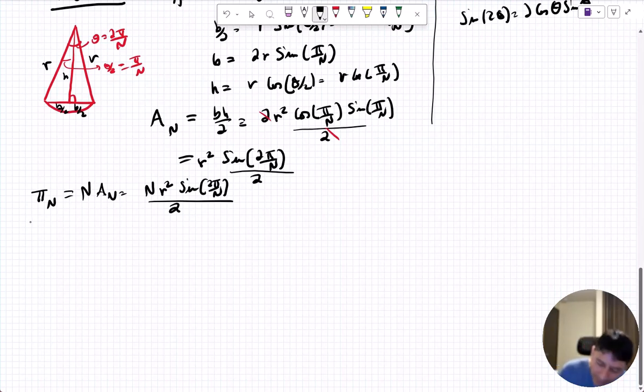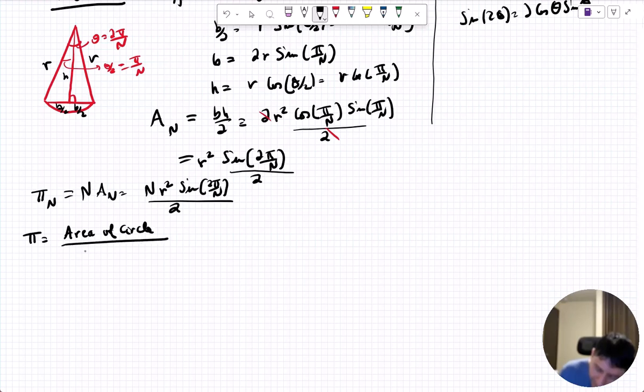So how do we define pi? Pi is going to be equal to the area of the circle divided by r squared, which is equal to pi r squared divided by r squared. So it does indeed check. But in this case, we're going to approximate it as the area of the nth circumscribed regular n-gon divided by r squared.